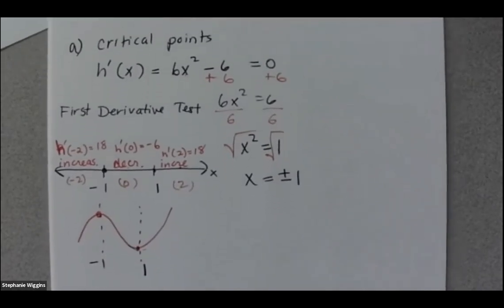So why would it not just make like an M shape? Because they're both at 18.